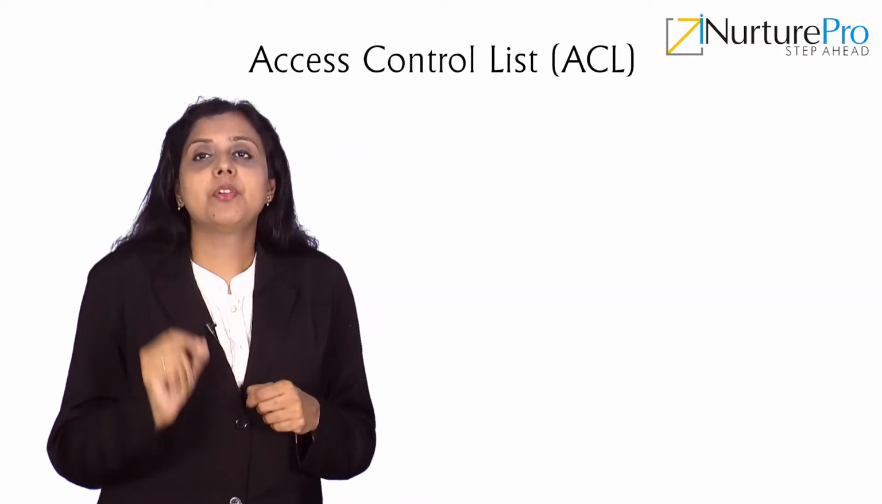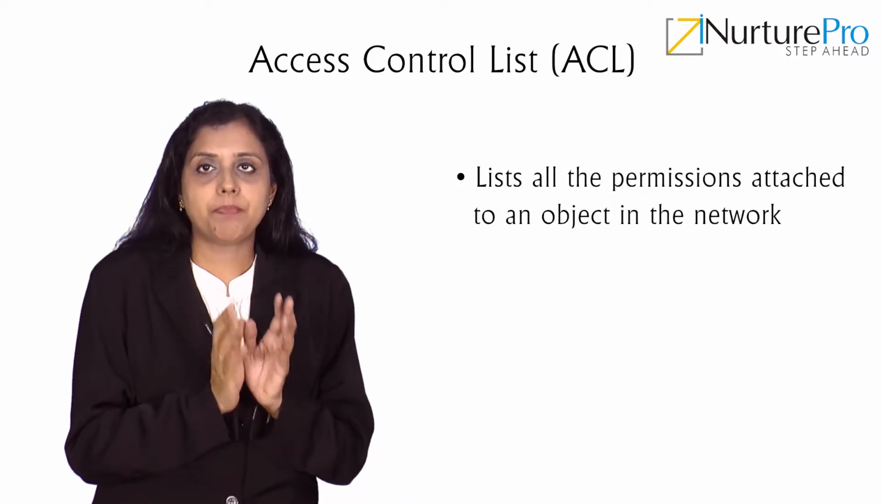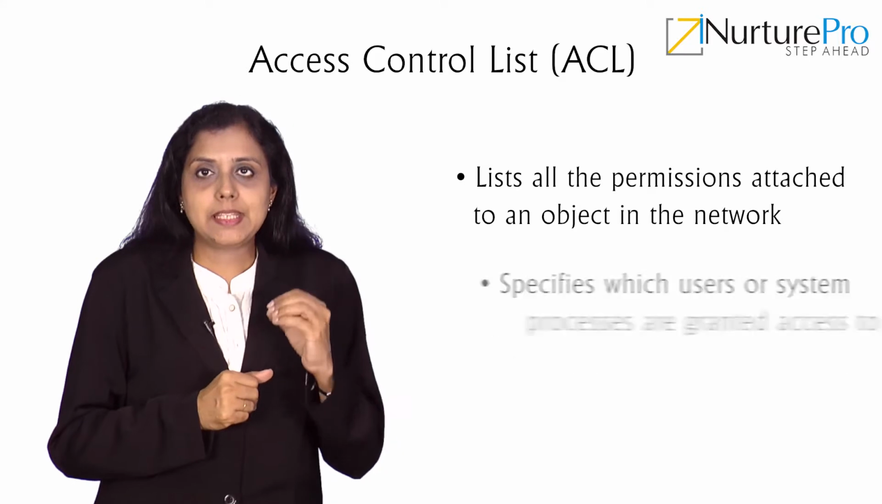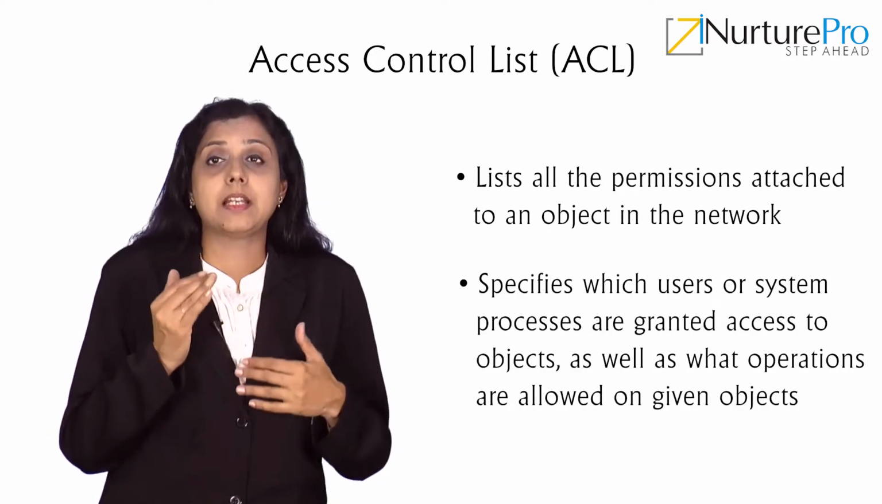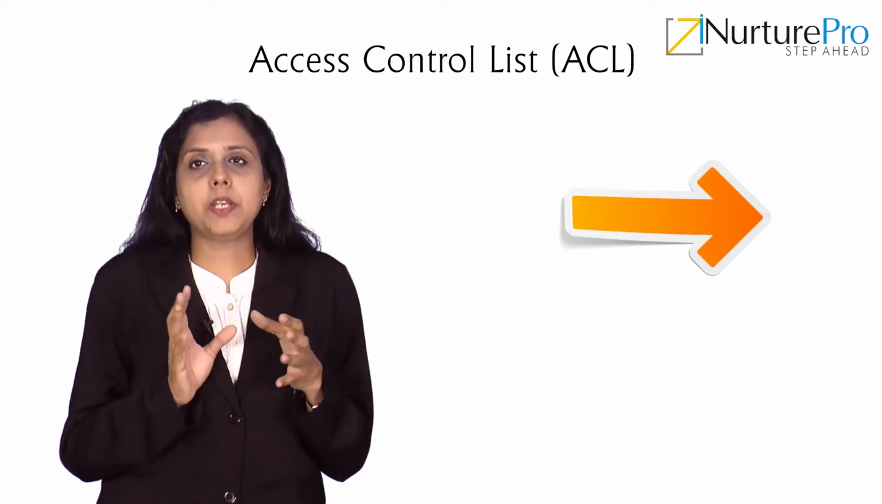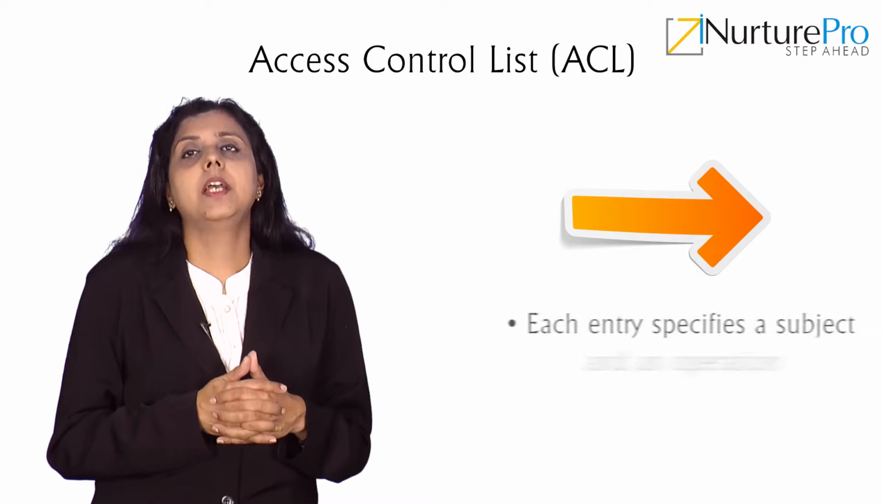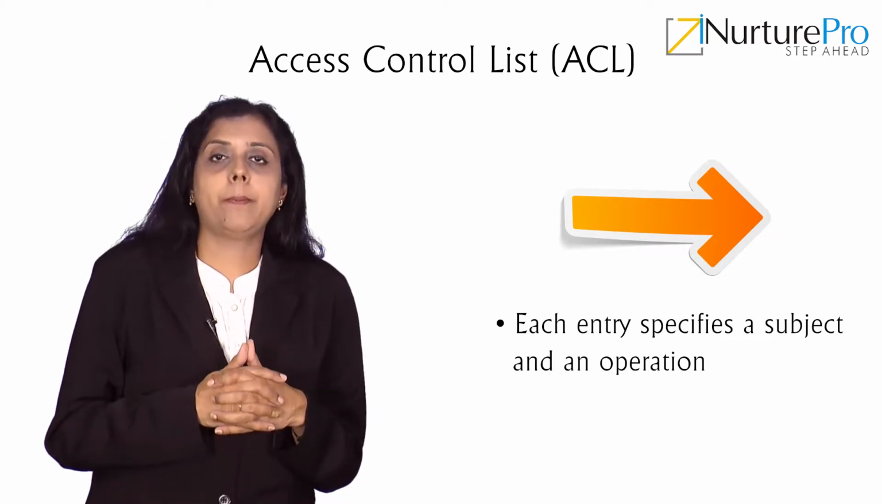An access control list, ACL, lists all the permissions attached to an object in the network. An ACL specifies which users or system processes are granted access to objects, as well as what operations are allowed on given objects. Each entry in a typical ACL specifies a subject and an operation.